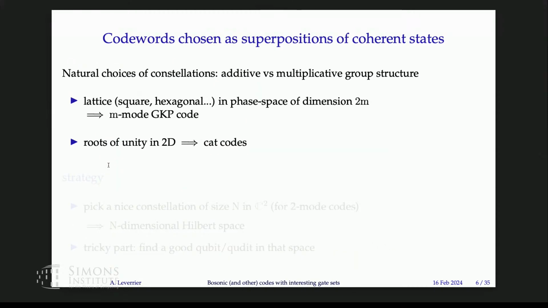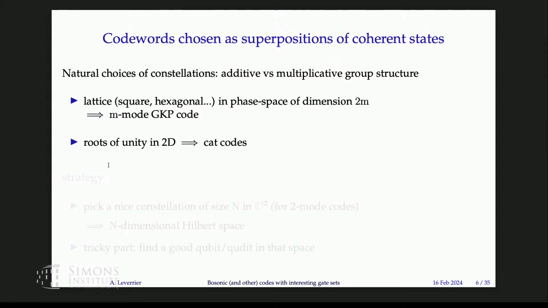So to simplify the problem a little bit, we chose to look at encodings where the logical code words are superpositions of coherent states. You say, my logical 0 is a superposition of coherent states, my logical 1 also. And then the question is really about finding a good constellation in phase space. And the constellations that we wanted to look at are constellations with a nice group structure.